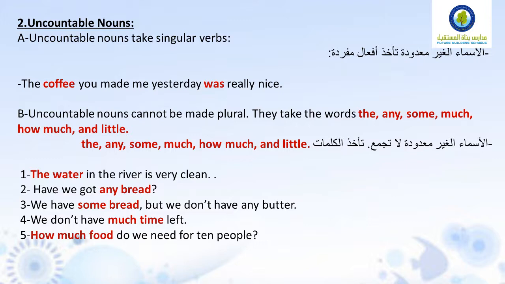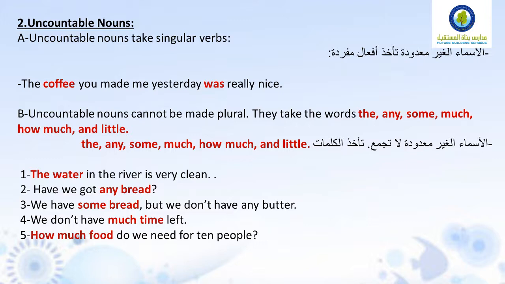Number 2. Have we got any bread? The noun here is bread. Can we say breads? No, we don't have any plural. We can't count bread as bread. So we say any bread, it's an uncountable noun. And remember, we used any here for a question. We have some bread, the quantity. How much bread do we have? Some bread. The noun is bread and it's uncountable.